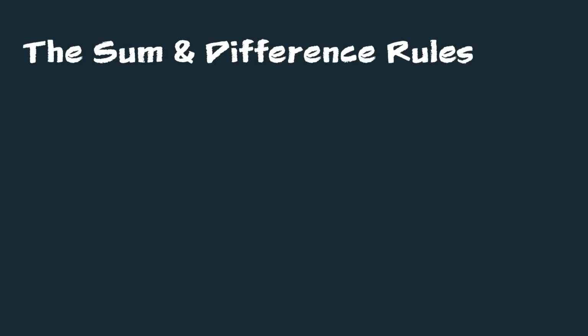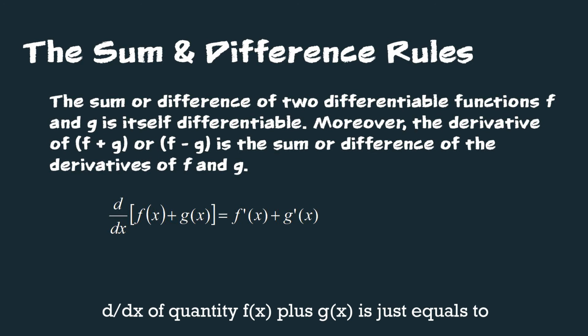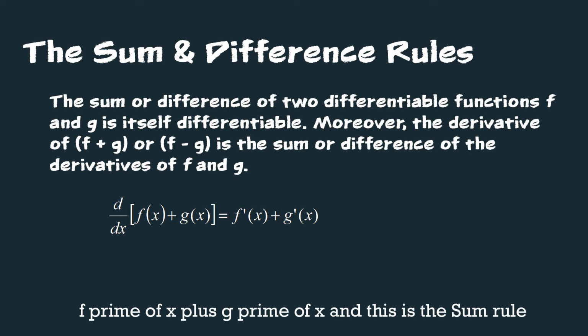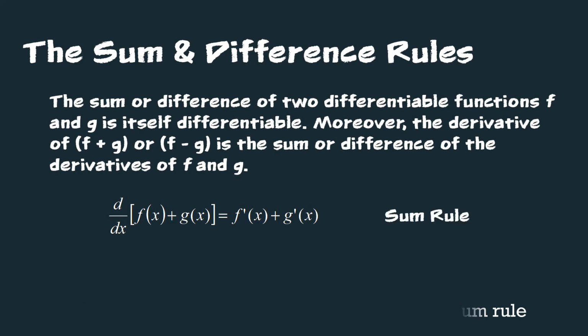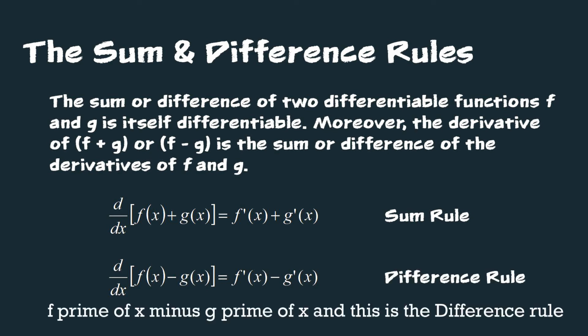Fourth, the sum and difference rules. The sum or difference of two differentiable functions f and g is itself differentiable. Moreover, the derivative of f plus g, or f minus g, is a sum or difference of the derivatives of f and g. d over dx of the quantity f of x plus g of x is just equal to f prime of x plus g prime of x, and this is the sum rule. d over dx of the quantity f of x minus g of x is equal to f prime of x minus g prime of x, and this is the difference rule.